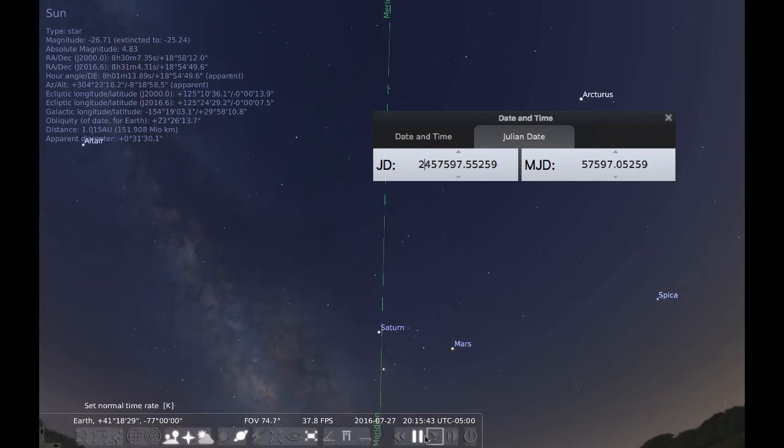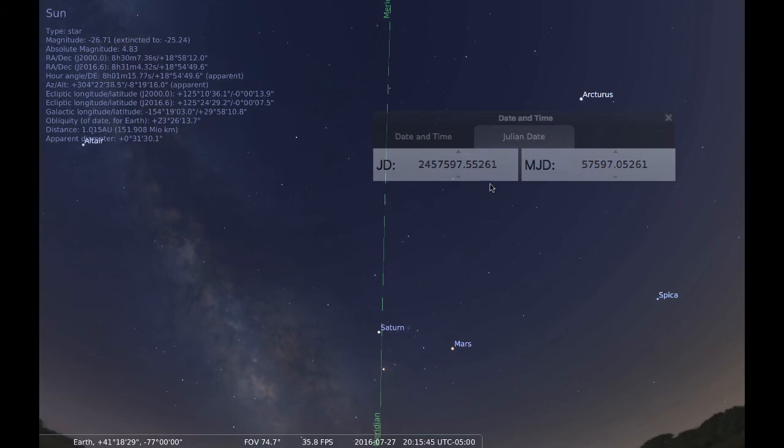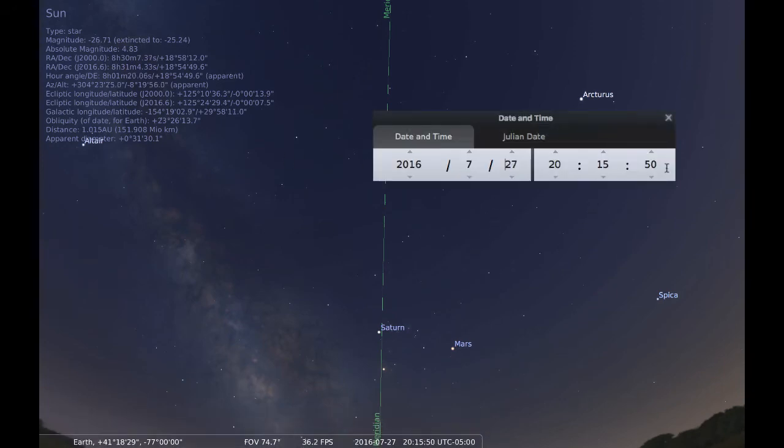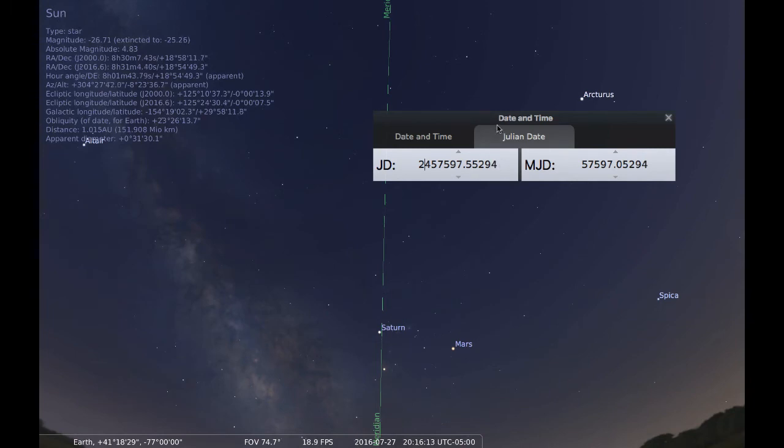If I let time pass again, you can see how as seconds tick off, the number that's changing is over here in the 10 to the minus fifth, basically. So that's tenths, hundredths, thousandths, 10,000ths, 100,000ths. So a second is of order 100,000th of a day. You can see that ticking off right there. And if we went through 24 hours, we'd come back to the same place, 0.5529, and so forth.